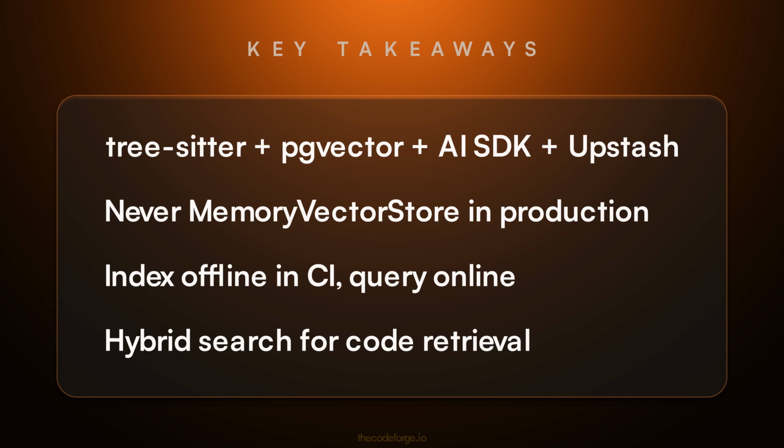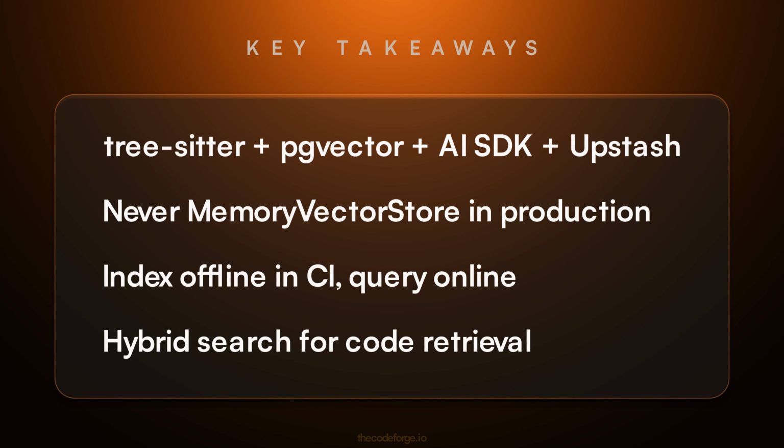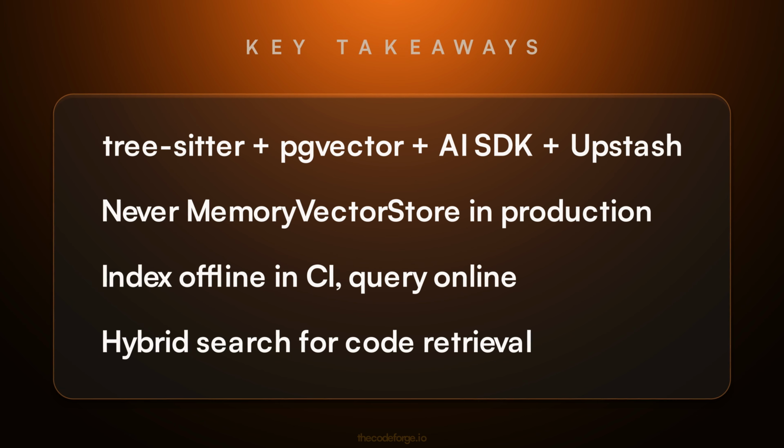Let's recap the key takeaways. Tree-sitter plus pgvector plus AI SDK plus Upstash. Never MemoryVectorStore in production. Index offline in CI, query online. Hybrid search for code retrieval.